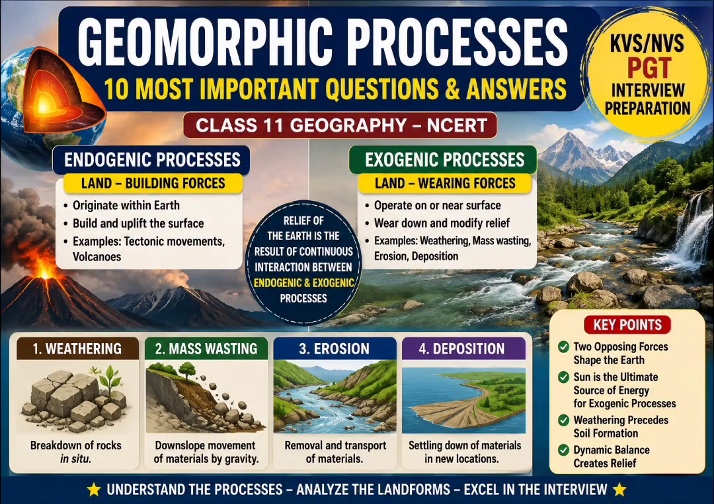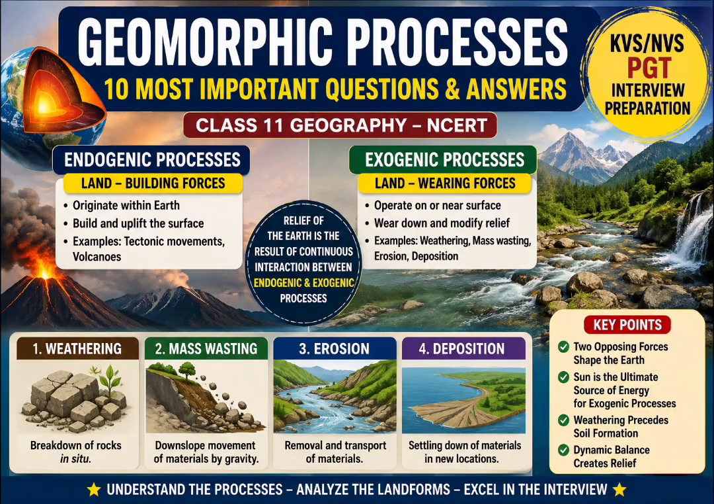So what are the geomorphic processes? Geomorphic processes are the physical and chemical actions of endogenic and exogenic forces that modify the earth's surface. Endogenic processes originate within the earth and mainly build relief, while exogenic processes operate on the surface and mainly wear down and modify relief. For example, Himalayan uplift by tectonic forces and subsequent erosion by rivers.